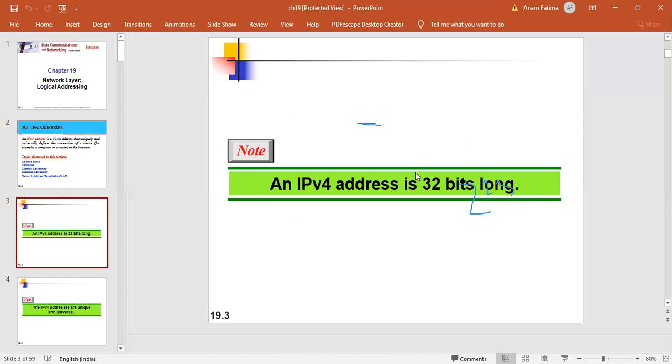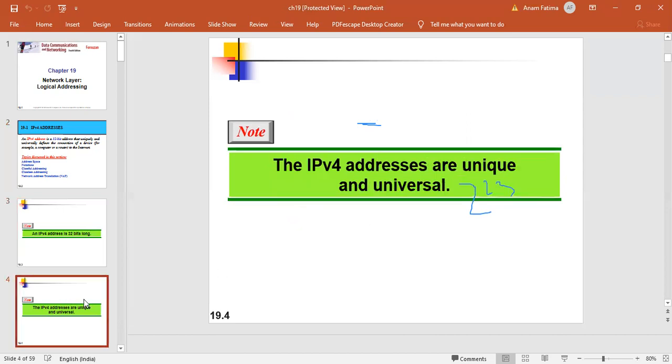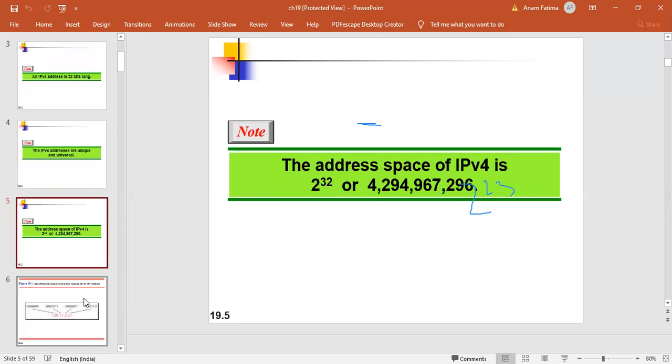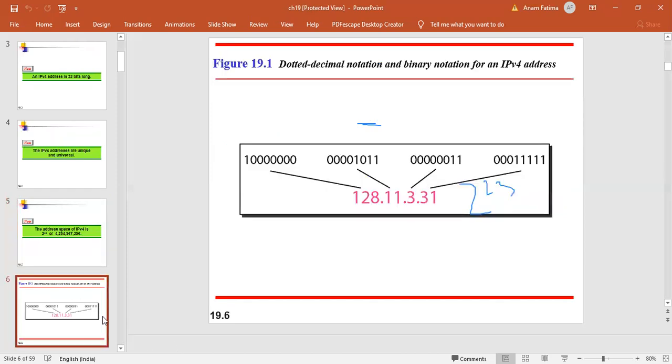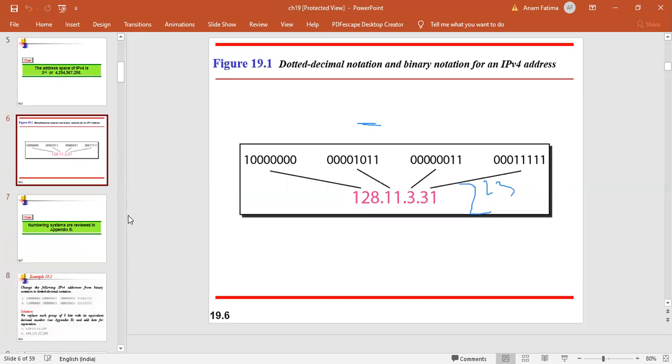As I said, it is a 32-bit address, and this address universally and uniquely identifies a device. So the address space provided by IPv4 is 2 to the power 32. That many systems can be identified at a time, right? Here we will first understand the notation for the IPv4 address.